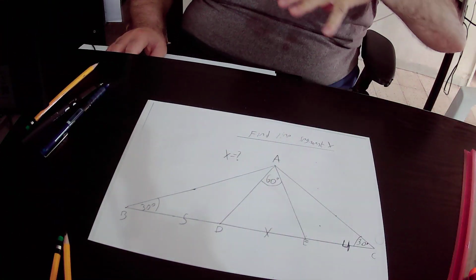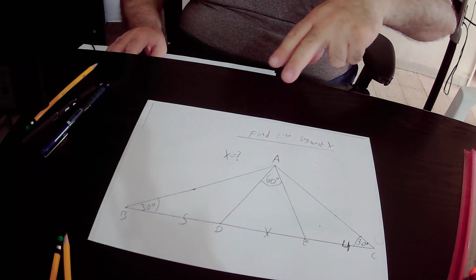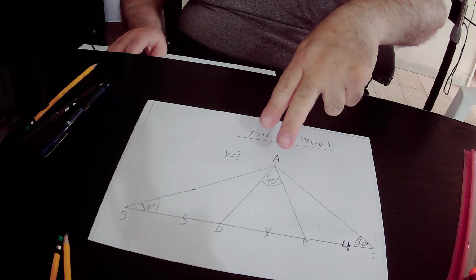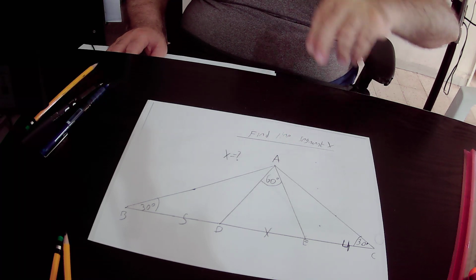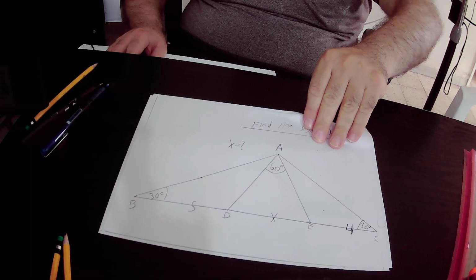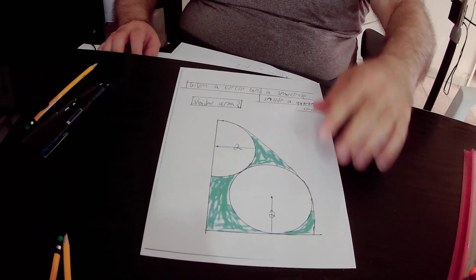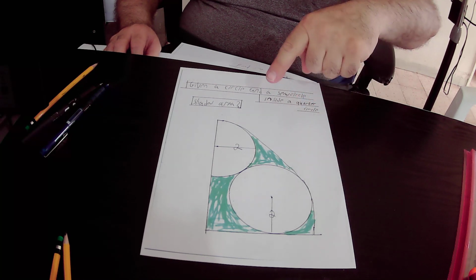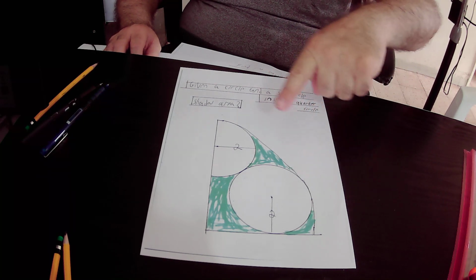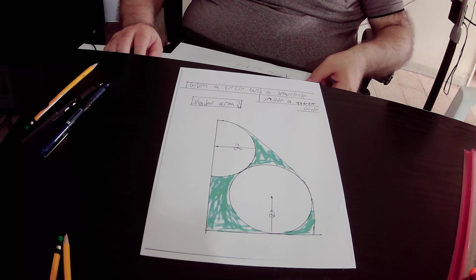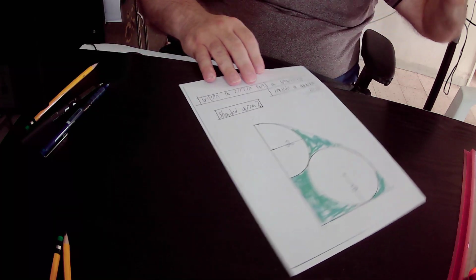Now in this lecture we'll answer two questions. In the first question we'll find out the length of line segment X, and in the second question we'll find out the shaded area that is inside this quarter circle. So we'll start with the first question.